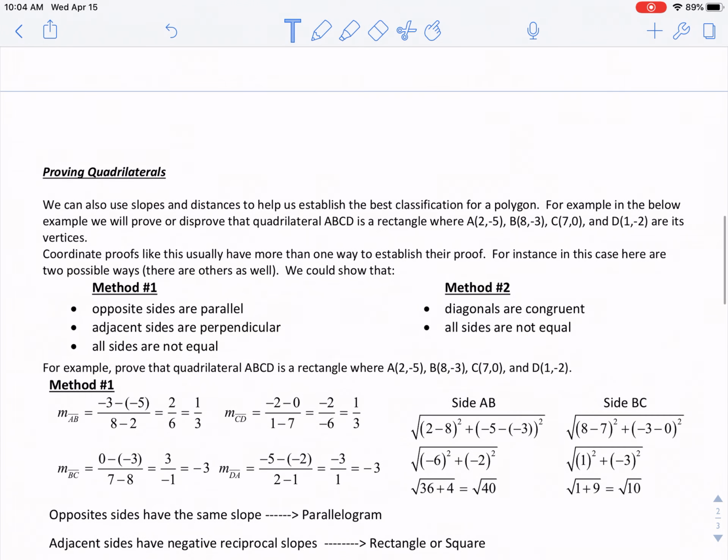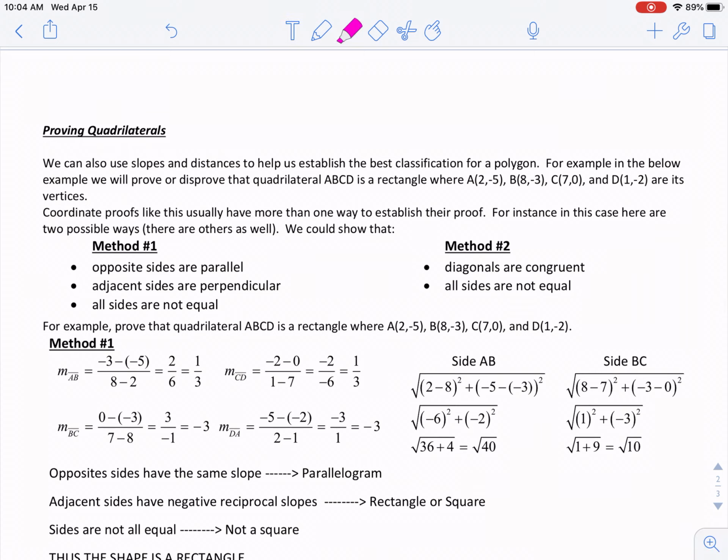Now, the other thing we can do is they can give us all 4 points. So here they give us quadrilateral A, B, C, D, and tell us what all 4 of the vertices are, not vertexes, vertices. They want us to show, is it a rectangle? Is it a rhombus? Is it a square? Is it a parallelogram?